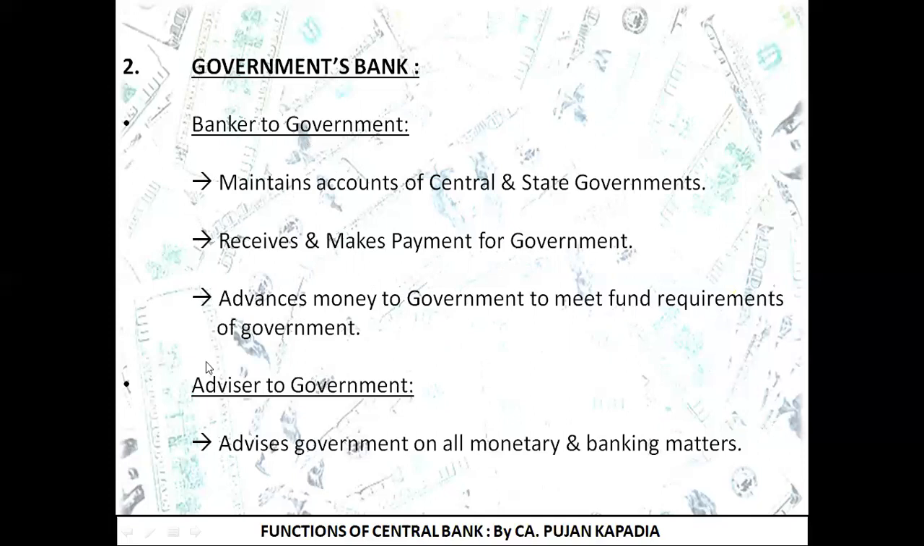Over and above this, there is one additional point that I have highlighted over here. Advisor to government. Central bank basically advises the government on all the monetary and banking matters. Just for your information, if any financial, monetary or banking related decision is taken, it is for sure taken by the government, because government is the right authority who has the power to make decisions on behalf of the country. But at the time of making the decisions, government may require an idea about the existing scenario in the monetary market and the banking system of a country. Then it is going to get advice from the central bank. As a result, we can say central bank acts as an advisor to the government.